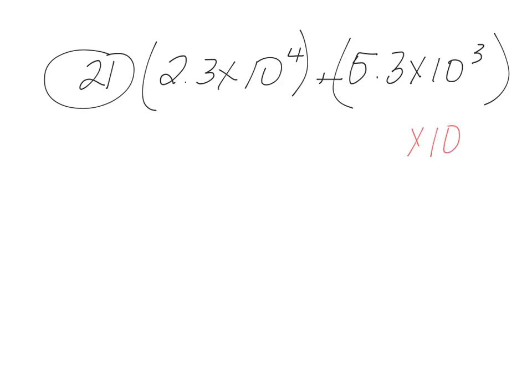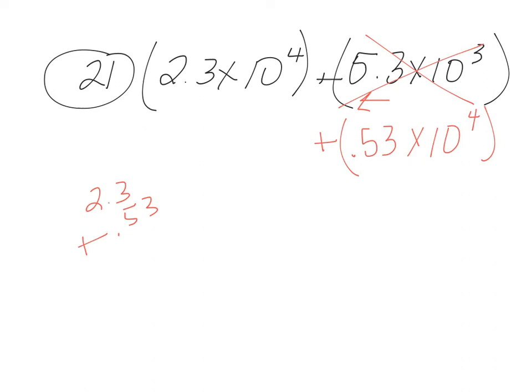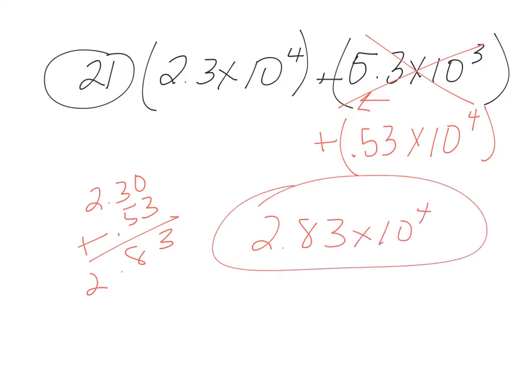So I want this to be 10 to the fourth. In order to do that, I added 1 to the exponent, so I need to move my decimal one place to the left. So it's going to end up being 0.53 times 10 to the fourth. So that's my new problem. And now when I add these together, I'm going to have 2.3 plus 0.53. And so my answer is 2.83 times 10 to the fourth.